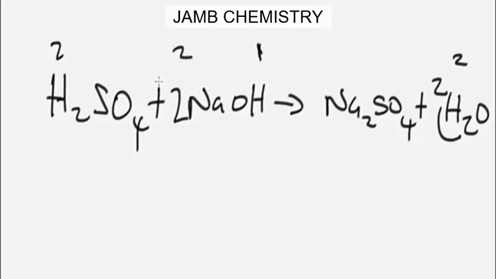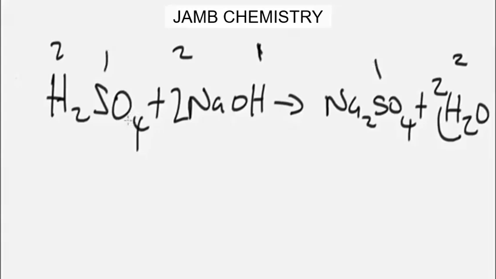Okay, hydrogen is now balanced. We have 4 atoms of hydrogen at the left, we have 4 atoms of hydrogen at the right. So hydrogen is now balanced. Now, to balance sulfur, let's go to sulfur. We have 1 atom of sulfur here. We have 1 atom of sulfur. Sulfur is balanced.